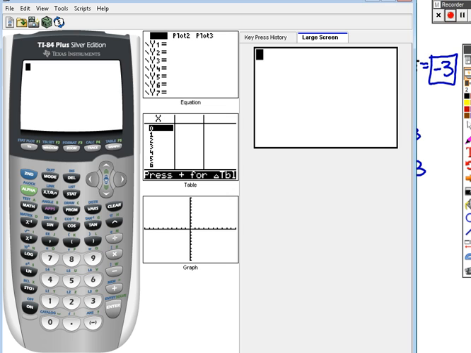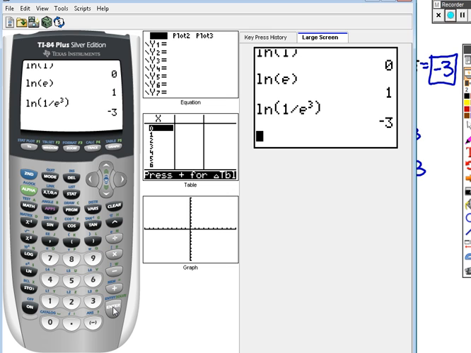Now your calculator can evaluate natural logs. If you find the log button, the natural log button is right underneath the log button. So we could check our answers. The natural log of 1 is 0, just like we found. The natural log of e is 1. The natural log of 1 divided by e cubed is negative 3. So we can check all of those answers on our calculator.